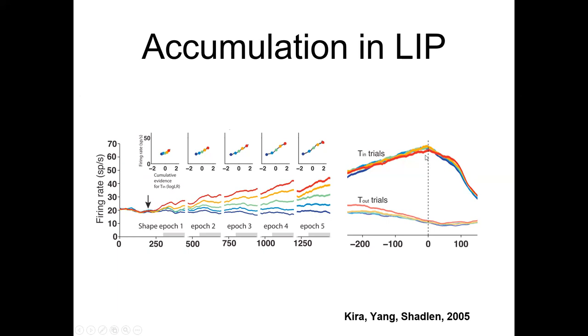And at the time of the decision, no matter how large initially the log likelihood ratio is, the activity of this LIP neuron seems to reach a threshold in the end. Okay. So that's the real neurons.